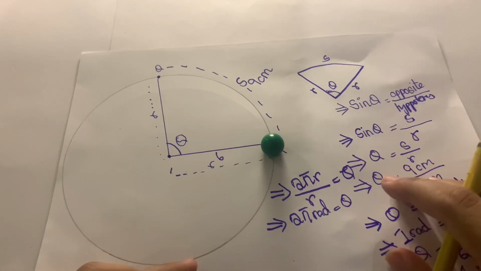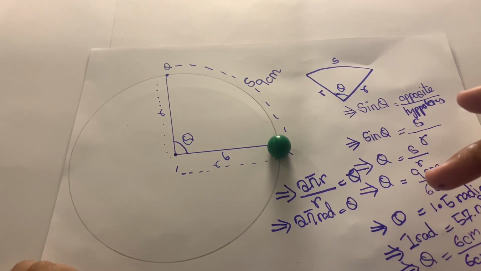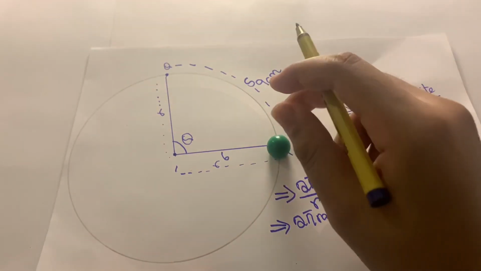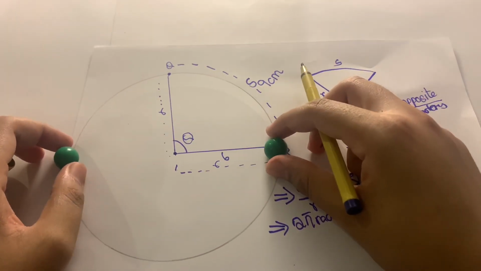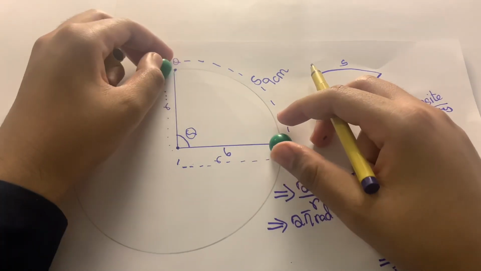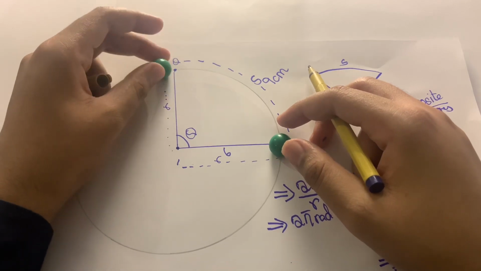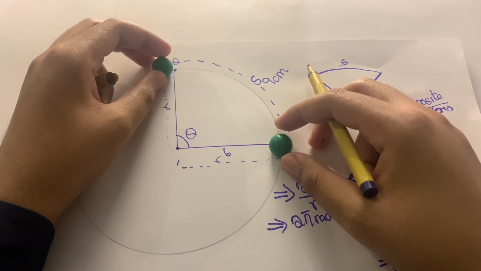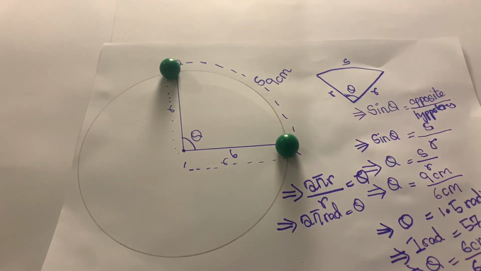So if an object travels a full circle, the angular displacement will always be 2 pi radians. If it travels a half circle from this point to this point, it will be pi radians. And if it travels from this point to this point, the angular displacement will be half pi radians. Likewise, we could estimate how much angular displacement an object has traveled.